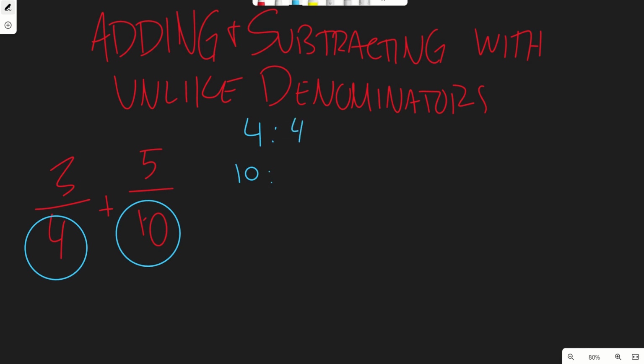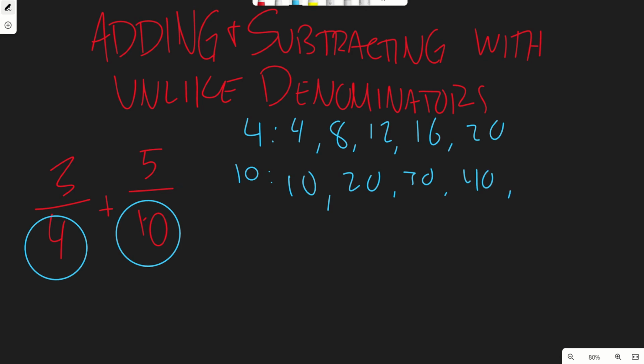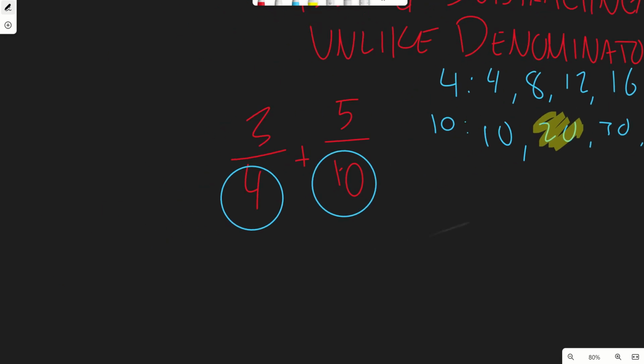So 4 would be 4, 8, 12, 16, 20. 10 would be 10, 20, 30, 40, 50, and we can see here that both of these lists have a 20 on them. So we want to get our fractions to have a denominator of 20.